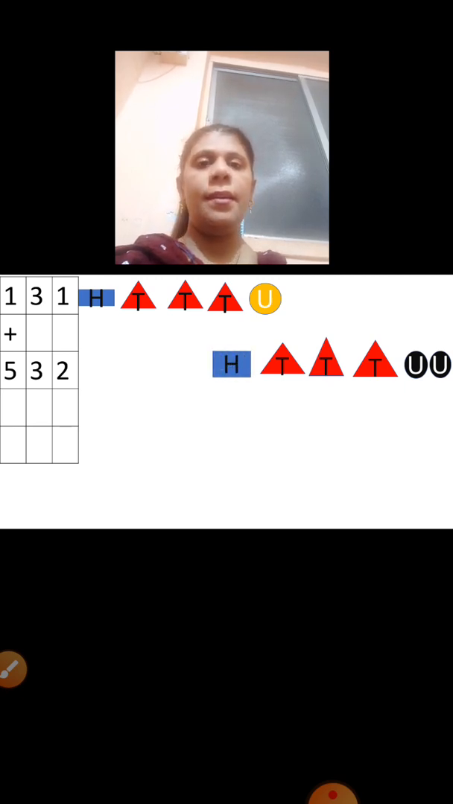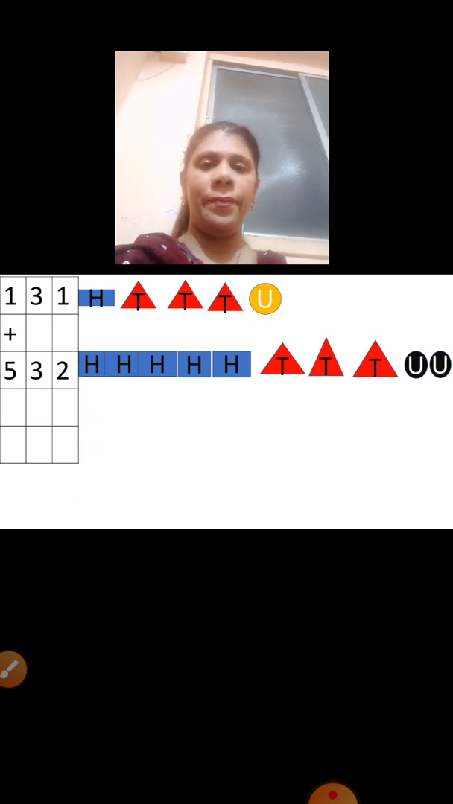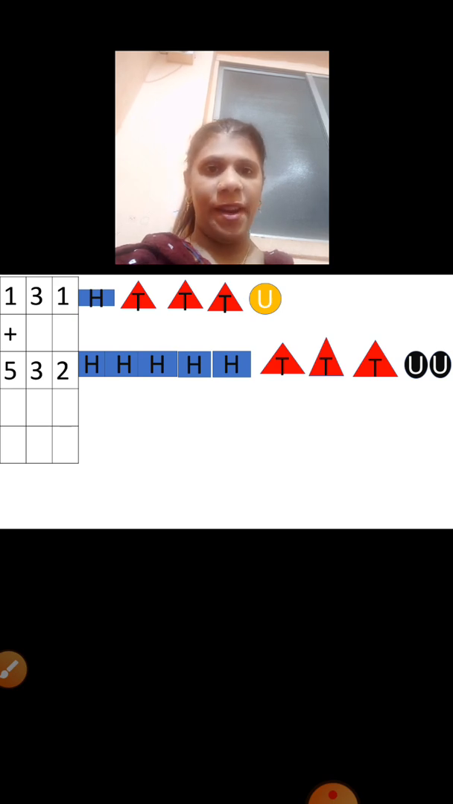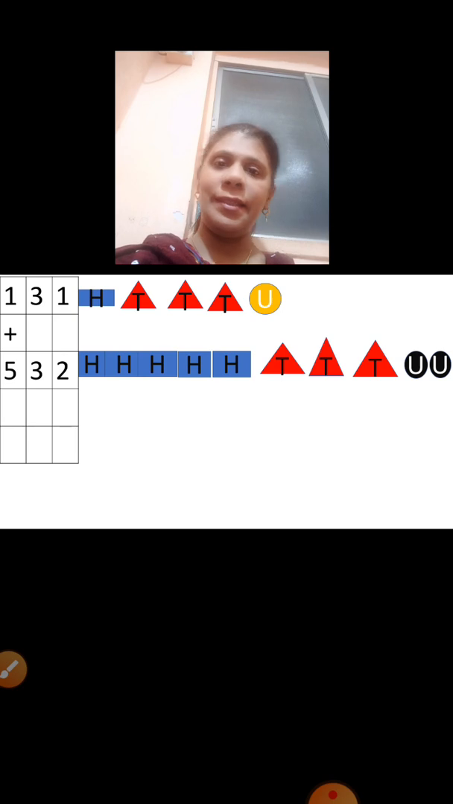Okay, and how many hundreds? 1, 2, 3, 4 and 5. Now what we are going to do? We are going to add. See, 5 H's 500, 3 tens 30 and 2 units is 32.